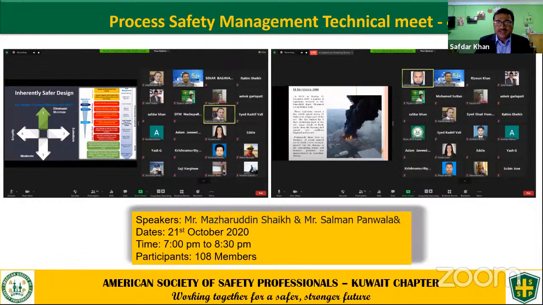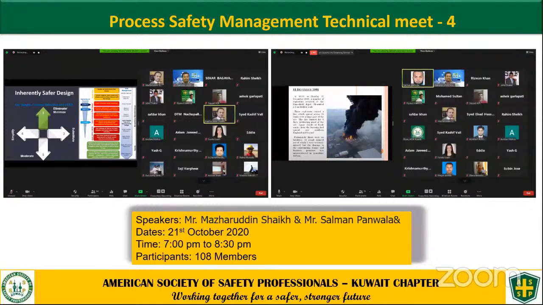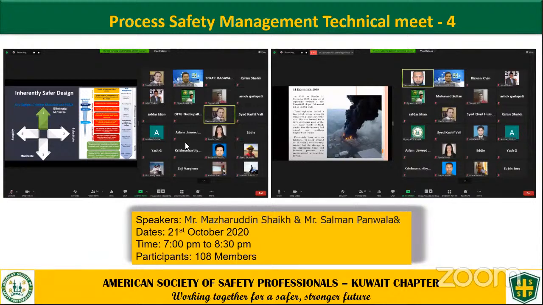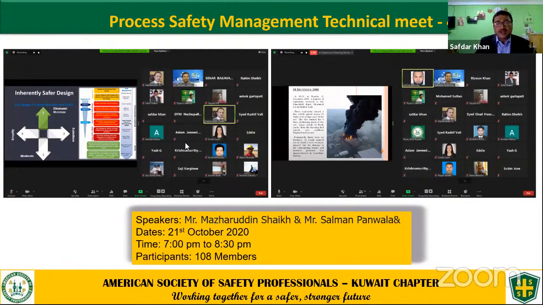This is the process safety technical meet. Every third Wednesday, our different forums meet together, sharing knowledge and learning. These events are for the benefit of our members to enhance awareness and competency, by Mr. Majhar Sheikh and Mr. Salman Panwala on 21st October, where 108 members benefited.